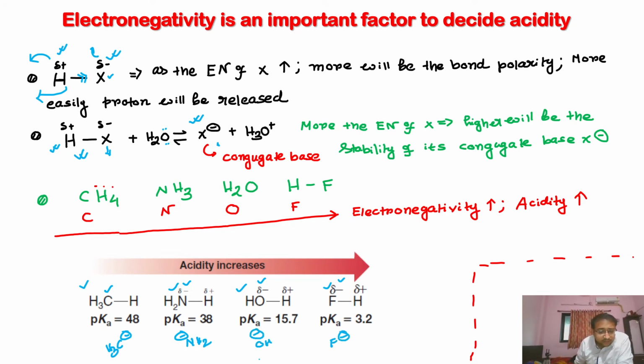So as we go from left to right, the stability of the conjugate base will increase because the electronegativity of the atom increases. So the conjugate base becomes much more stable. That's why, as we go from left to right, the acidity will increase.